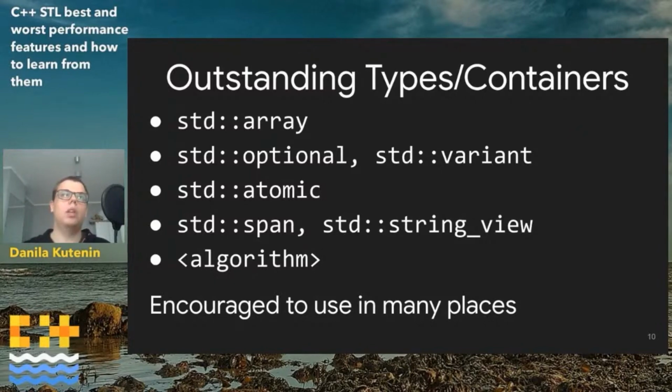It's my opinion, and I can support it with arguments, but the outstanding types that came to my mind are standard array, standard optional, standard variant, atomic, some types that provide views on the ranges, and most of the algorithms. So why do I think they are outstanding? There are some deeper reasons that will come in several slides, but they are pretty simple, maybe except atomic, but atomic is a different thing.